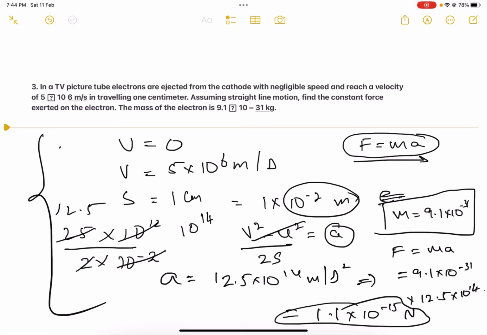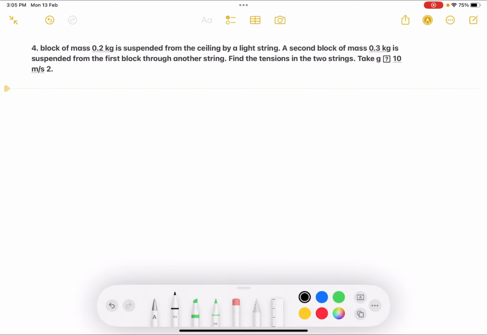So this was the third problem. Now let's go ahead and look into the fourth problem. A block of mass 0.2 kg is suspended from the ceiling by a light string. For questions which have a lot of information, it is better to draw the diagram. A second block of mass 0.3 kg is suspended from the first block using another string. Find the tensions in the two strings. Take g as 10 meter per second square.